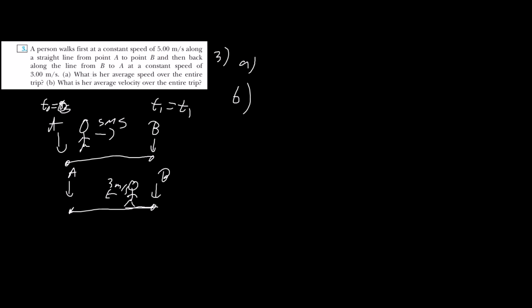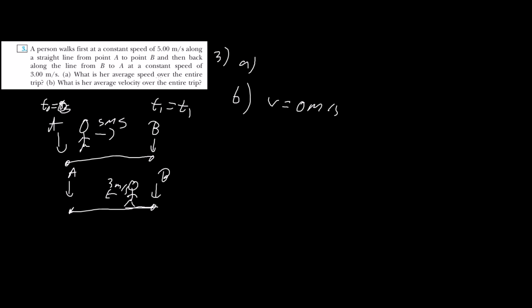Part A is asking for the average speed, well, part B is just going to be the average velocity to be 0, because if it starts from point A and ends at point A, the change of displacement is just going to be 0 over the course of whatever that time interval is. So B is just 0. Let's just get that out of the way.